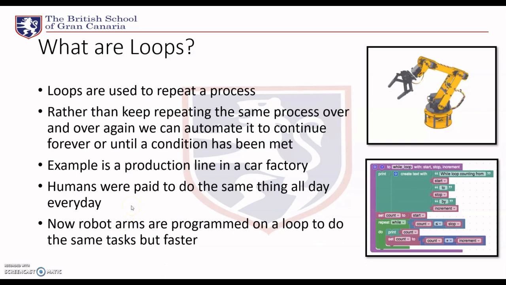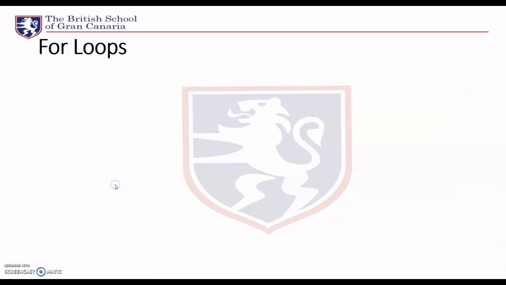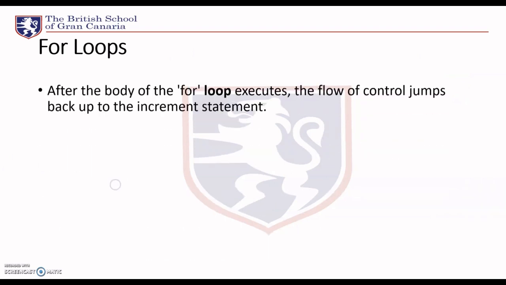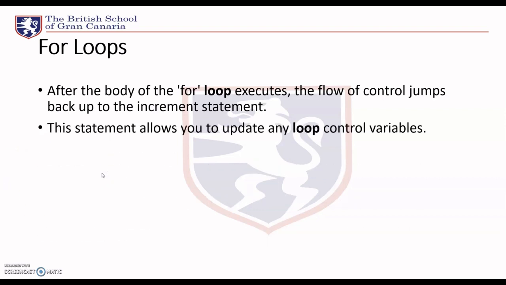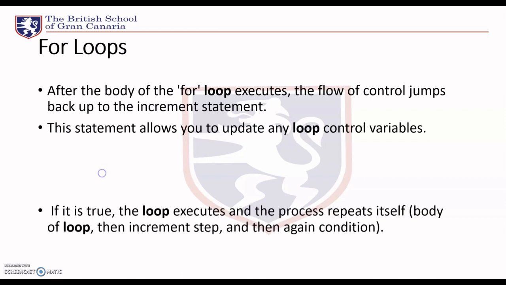Now, obviously, as I said, robot arms are programmed on a loop to do the same task, but faster, much faster. So, for loops. Now, we're going to look at some for loops here. After the for loop executes, the flow of control jumps back to the increment statement. Okay, so the for loop, and we'll show you how to do this. This statement allows you to update the loop control variables.